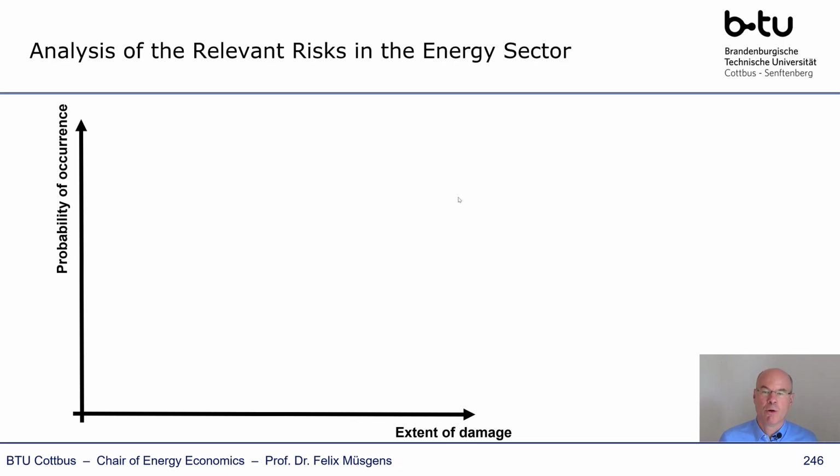Here we have a diagram where we have the extent of damage on the horizontal axis and the probability of occurrence on the vertical axis. And we are looking for risks relevant to activities in the energy sector, in particular relevant to energy trading, portfolio and portfolio management, comprising all the components we have discussed so far. So please take a moment and think about what risks you perceive are present in energy trading.